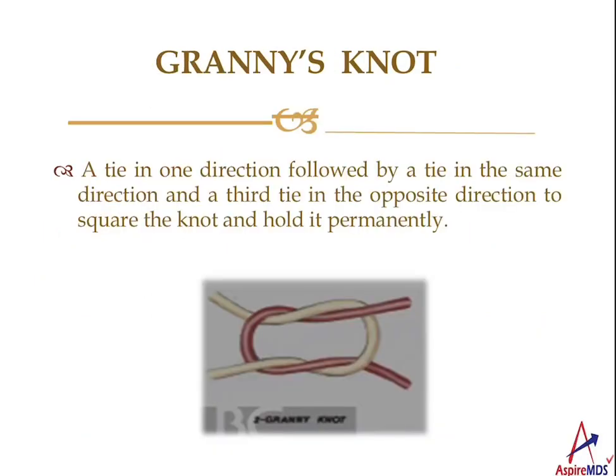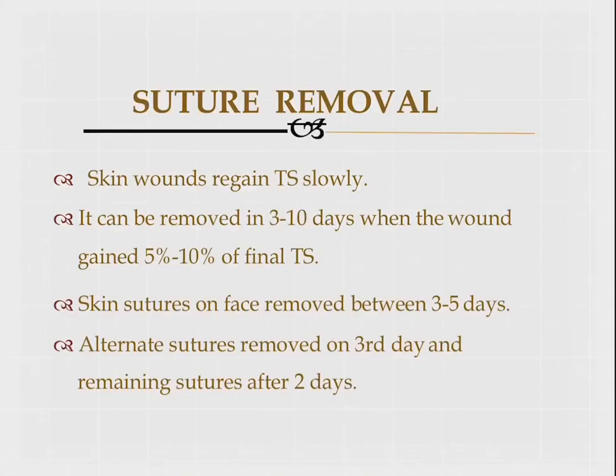The granny's knot is tied in one direction followed by a tie in the same direction and the third tie in the opposite direction to the square knot, and hence it holds permanently.